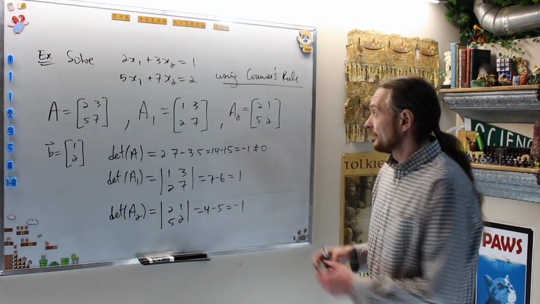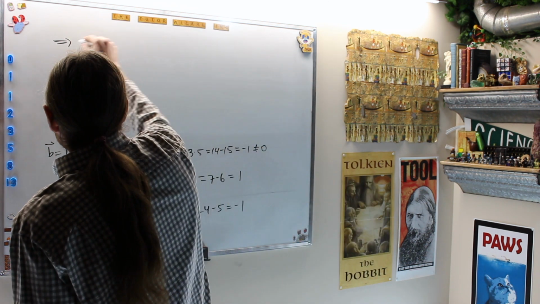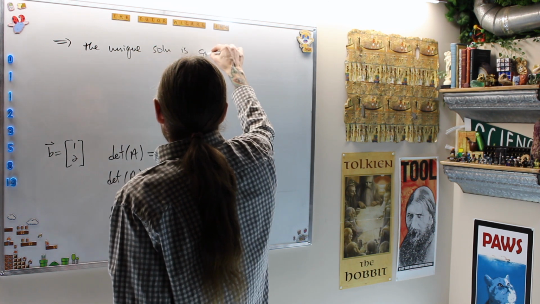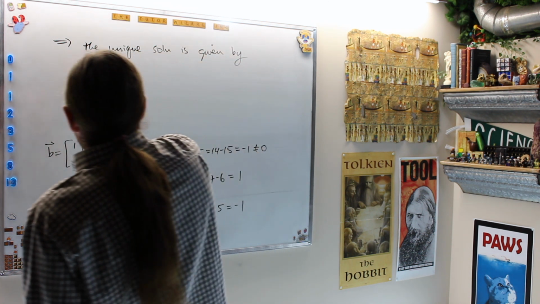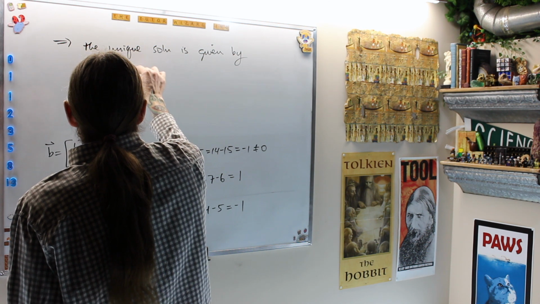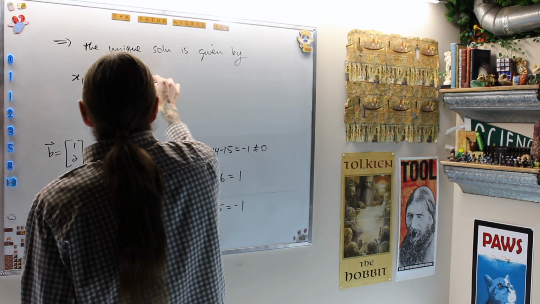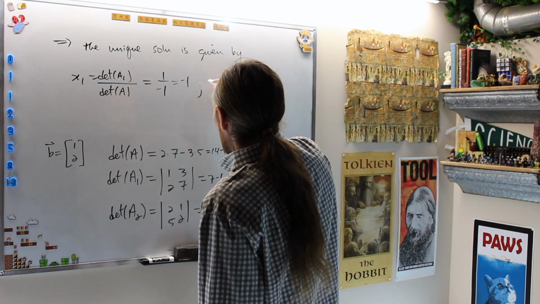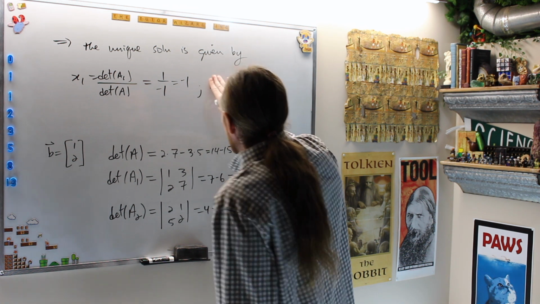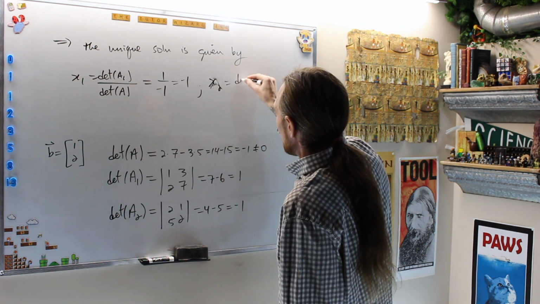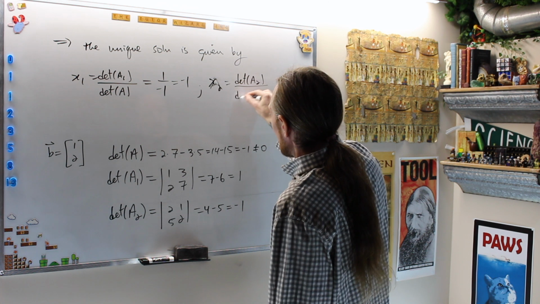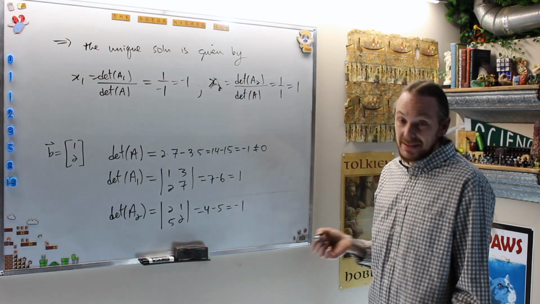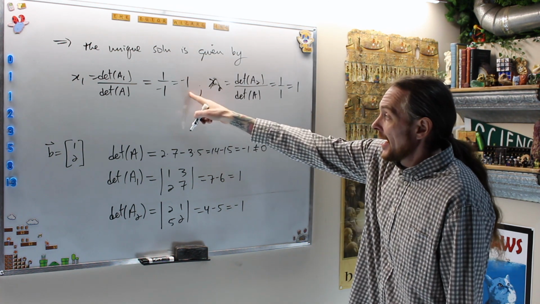What does that tell me? This tells me the unique solution is given by x1 equals the determinant of A1 over the determinant of A, which is equal to 1 over negative 1, which equals negative 1, and x2 is equal to the determinant of A2 over the determinant of A, which is negative 1 over negative 1, which is 1. And this is exactly what we found. The unique solution is negative 1 and 1.